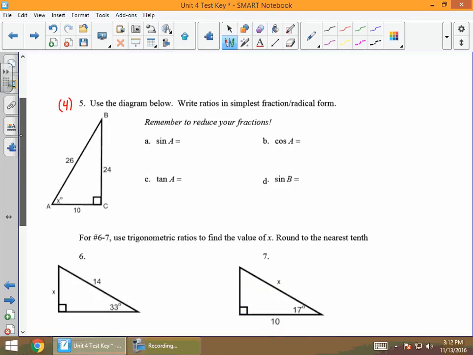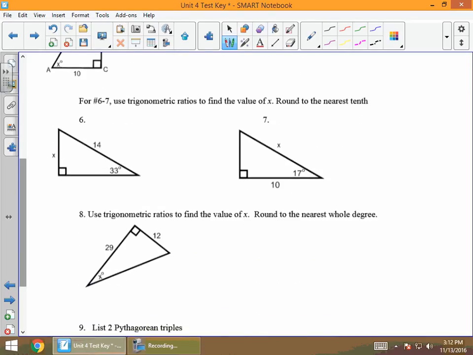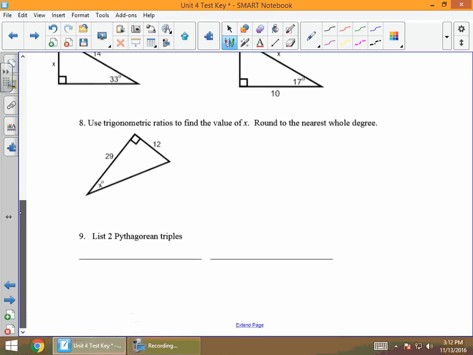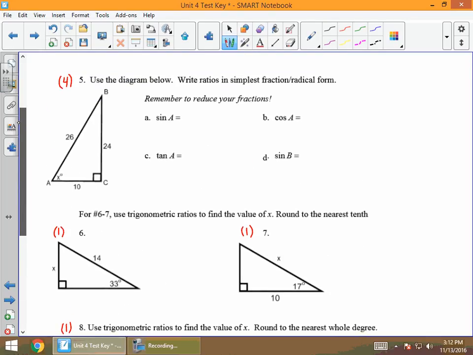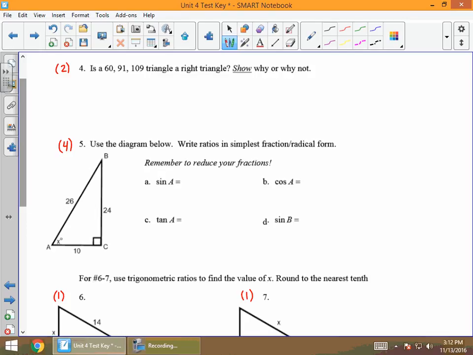A, B, C, and D are each worth 1. 6 is worth 1. Question 7 is worth 1. And question 8 is worth 1. And question 9 is worth 2. So that's where your 11 points are going to come from on this page. So let's take a look at question number 4.